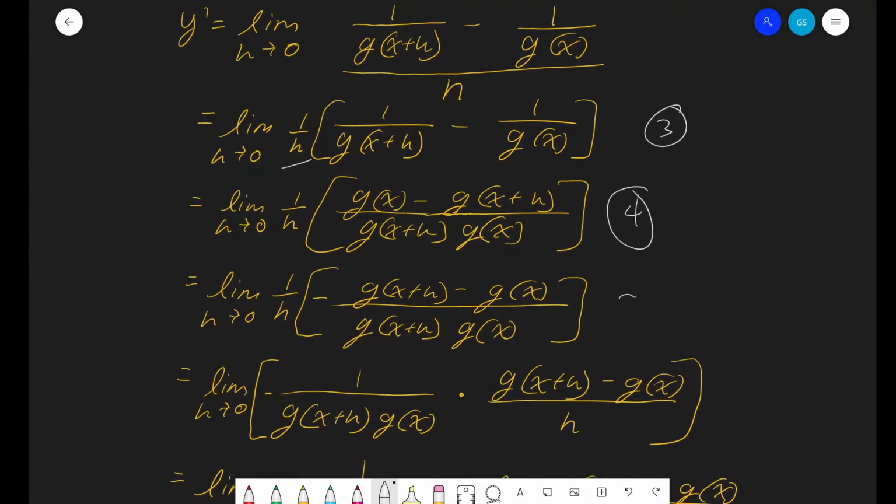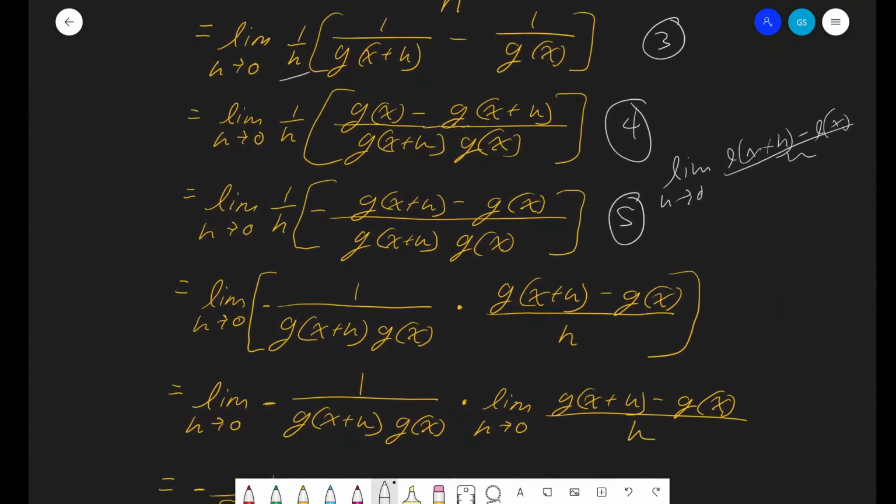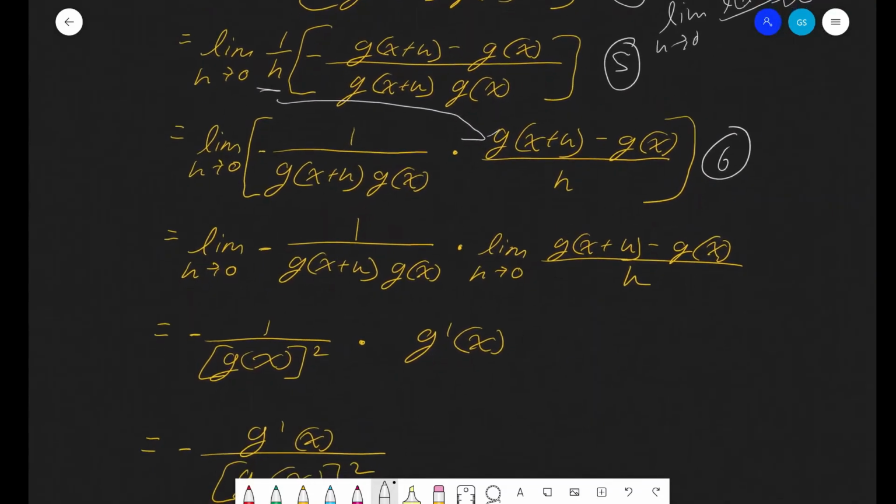And then in step 5, I took out a negative to make it look like g of x plus h minus g of x, because remember in the limit formula, it's some function of x plus h minus that, over h, that gives us the derivative. So I'm trying to accomplish that here. I split up the fraction and brought the 1 over h into the mix. In step 6, I'm just splitting up the fraction, not doing anything too weird. And then I multiply everything by the limit.